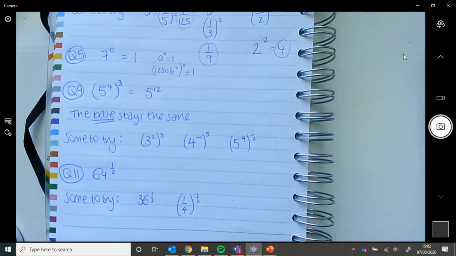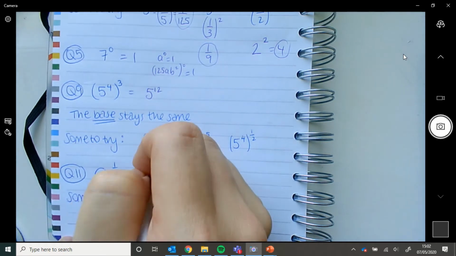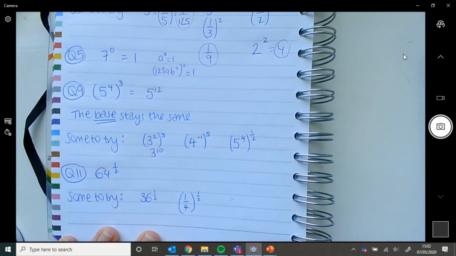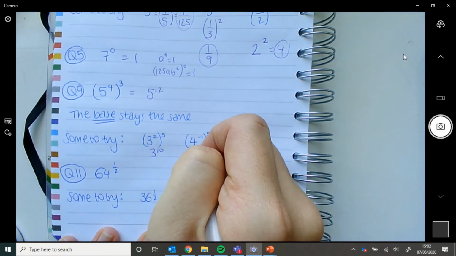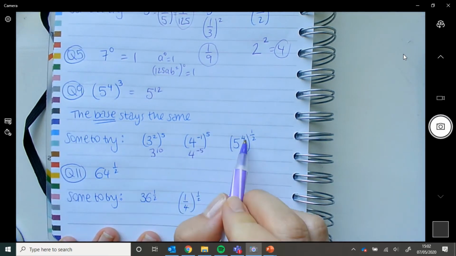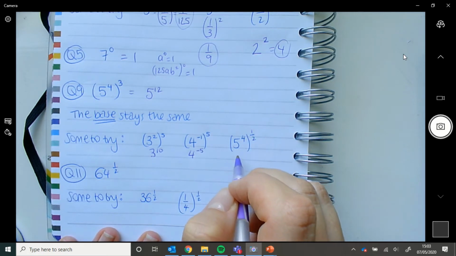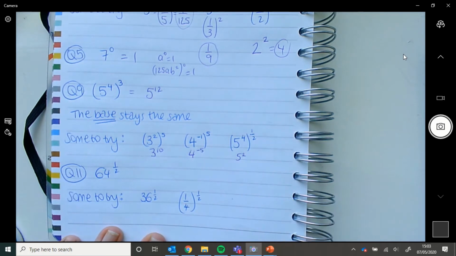If you got question 9 wrong, please pause the video and have a go at these 3. If you got them correct, then you can carry on watching. Okay, first one, when I multiply the powers, I get 3 to the power of 10. This one I get 4 to the power of -5. It is possible to have a negative on one of these powers. And this time when I multiply them, I've got 4 times a half, which is the same as half of 4, which is 5 to the power of 2.